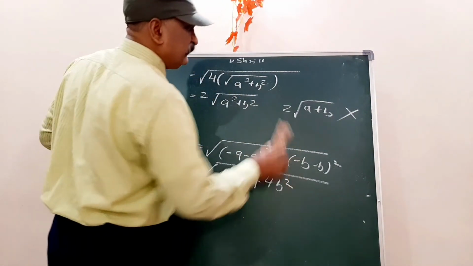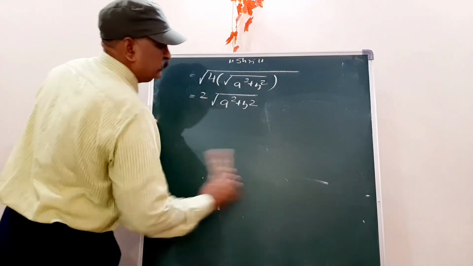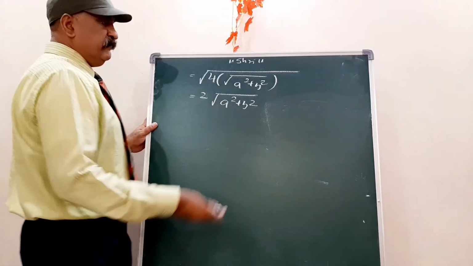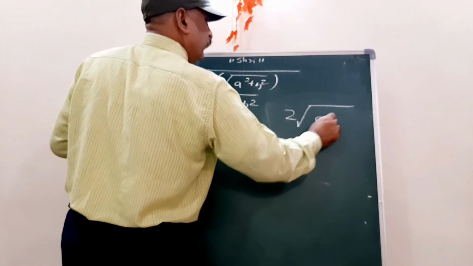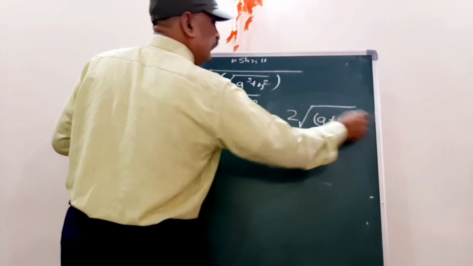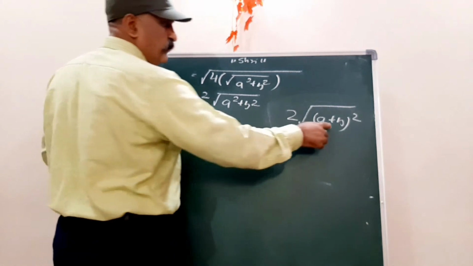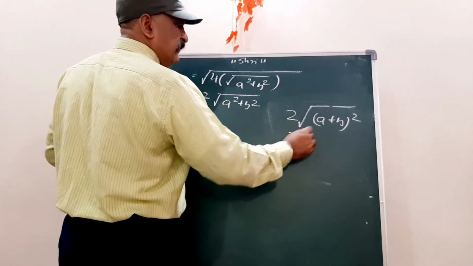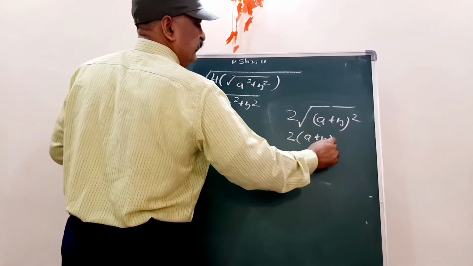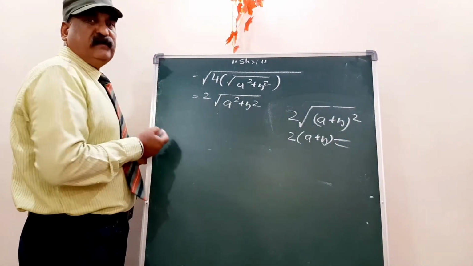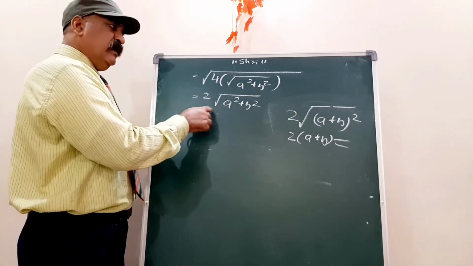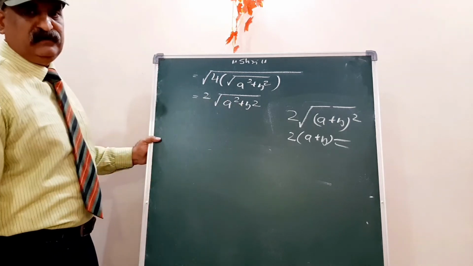If it is given like this, 2 under root A plus B whole square, then you can find the square root of A plus B whole square, which means the answer will be 2 times A plus B. This may be right, but this you cannot write. The answer will be 2 under root A square plus B square only.